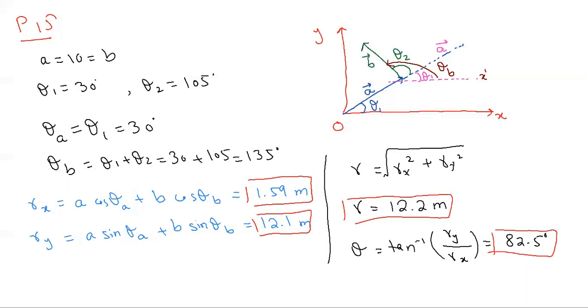By the way, if I have to draw this resultant vector, which color can I use? Let me use this orange color. So this resultant vector will somehow be like this. Basically, this is the resultant vector. And this will be the angle theta.